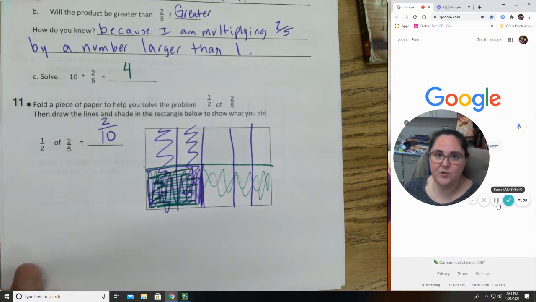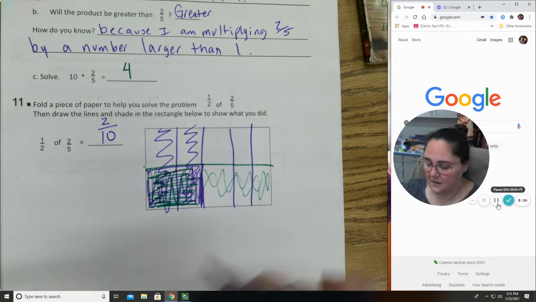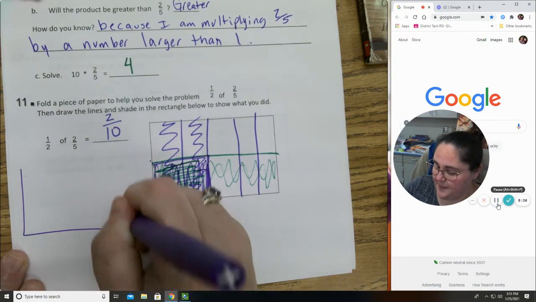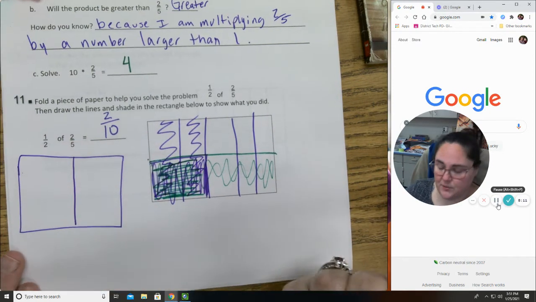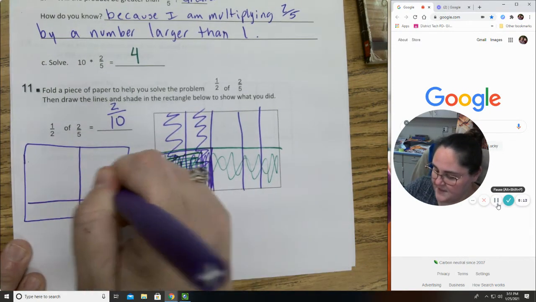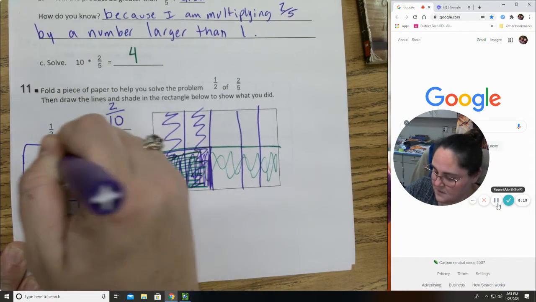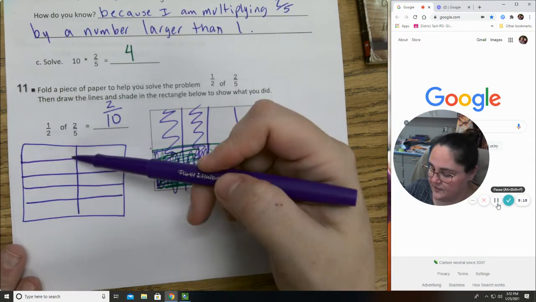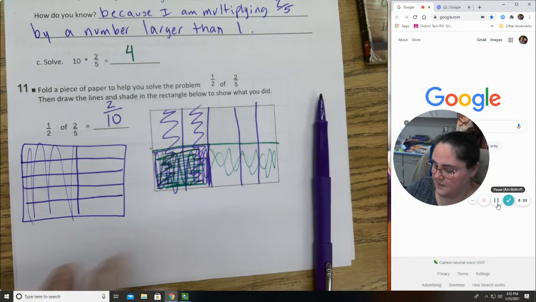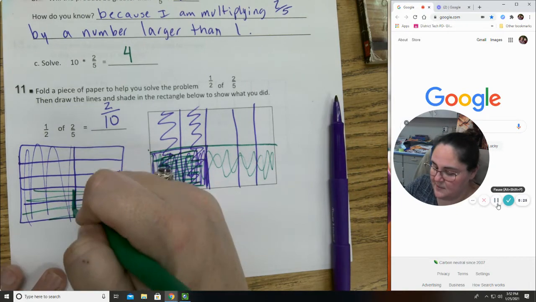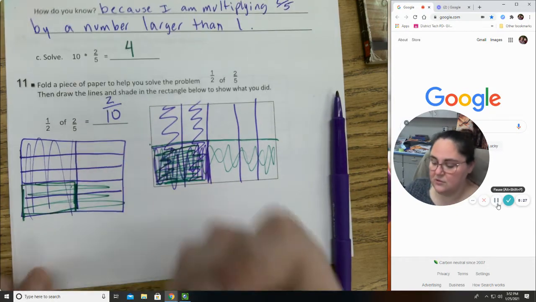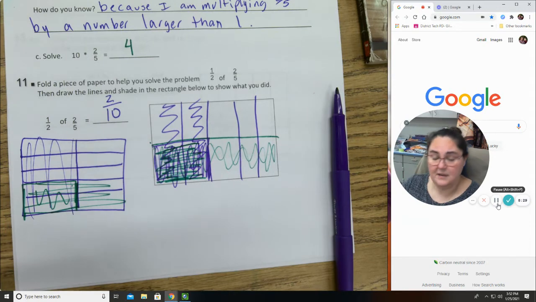Now, I told you there are other ways to do this problem, and I'm going to show you some of them. Okay? If this is my paper, I can cut it in half this way. Absolutely. Fifths this way. So if I shade 1/2 and 2/5, my answer is still the same. It's still going to be 2 out of 10 shaded. Doesn't change my answer.